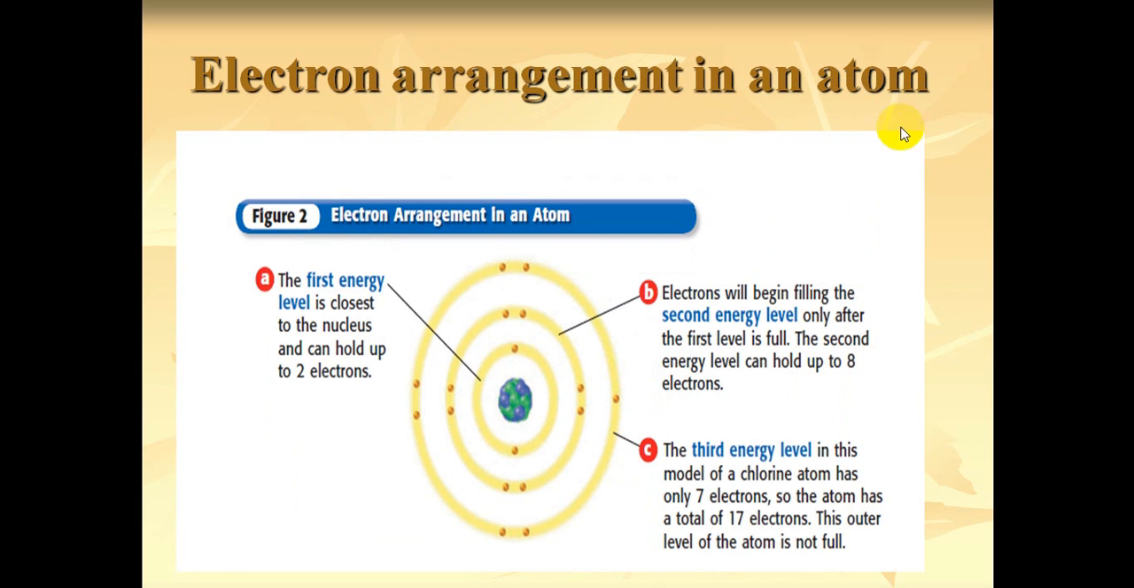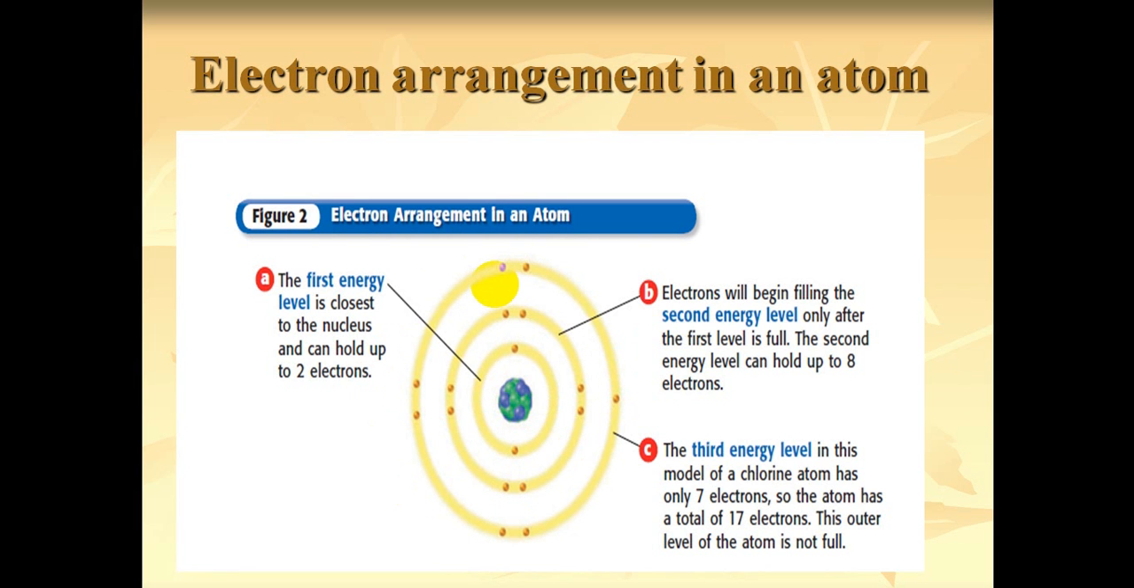Electron arrangement in the atom. If you remember, we said electrons are found inside energy levels. In this atom, we have three energy levels. Here is the nucleus. The first energy level carries 2 electrons only. The second energy level carries 8 electrons. If we count them, we will find them 8. Also, the third level carries 8 electrons as well.